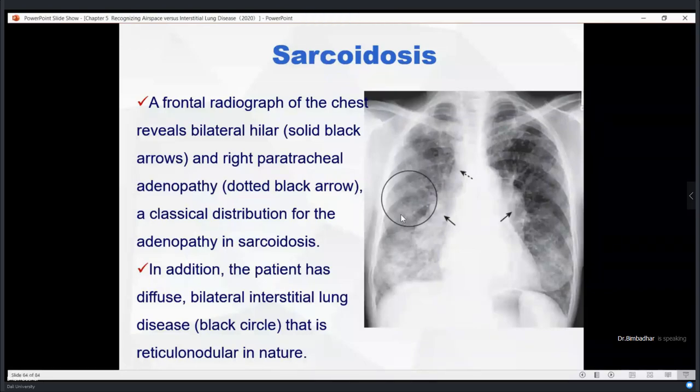Can you say which one is sarcoidosis and which one is not sarcoidosis? How can you tell? Did you understand my question?